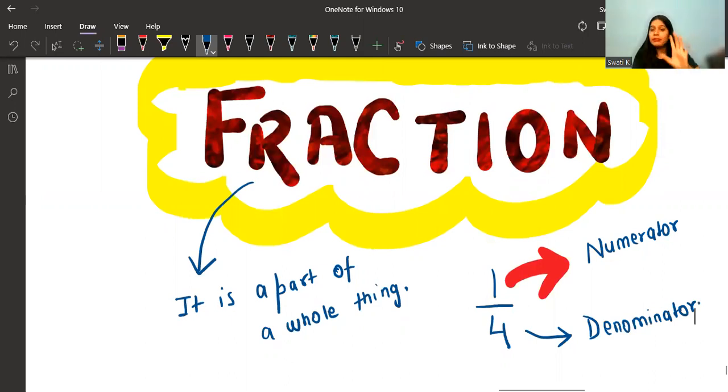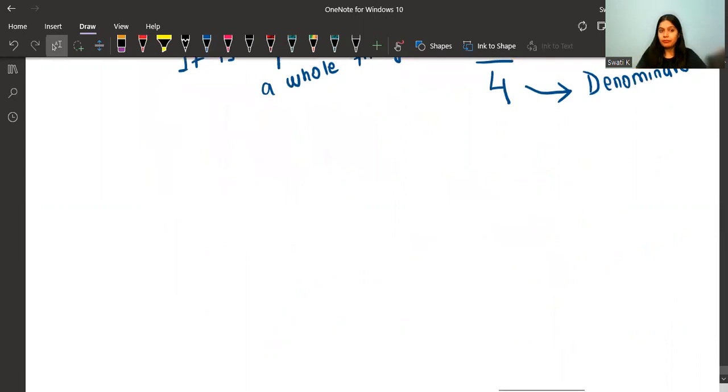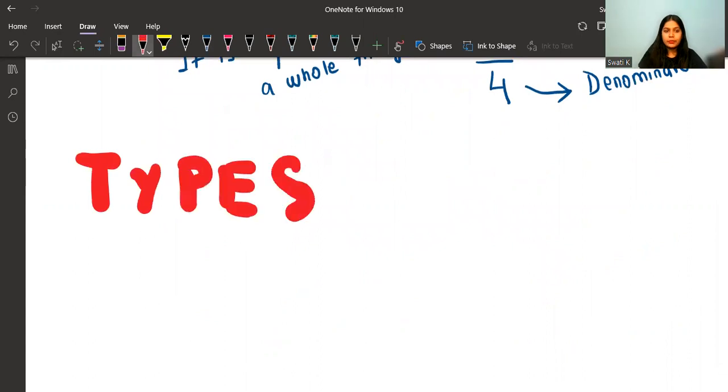Now I have written one fraction here. Similarly, we have different types of fraction. Let us understand the different types of fractions. So talking about types, we have 6 types. Let's see how many types I'm going to cover. The first one is called a unit fraction.